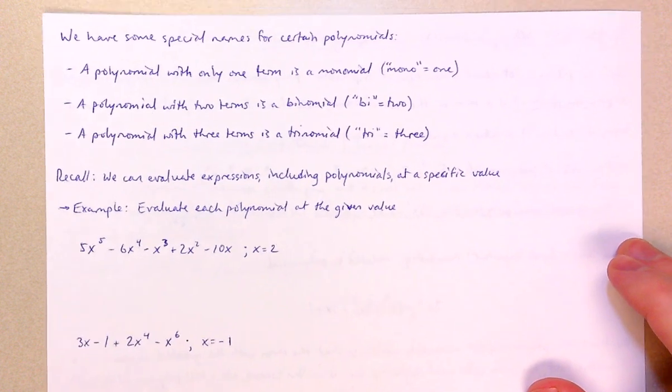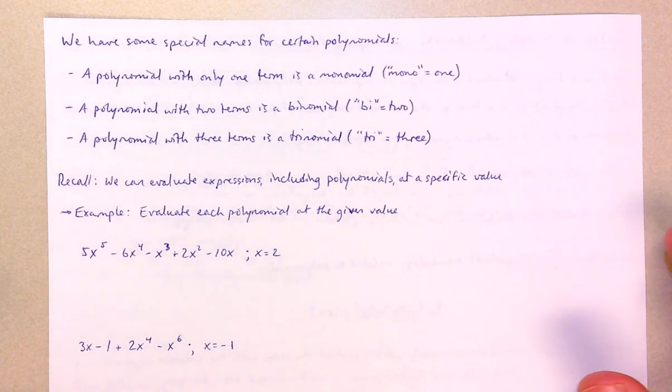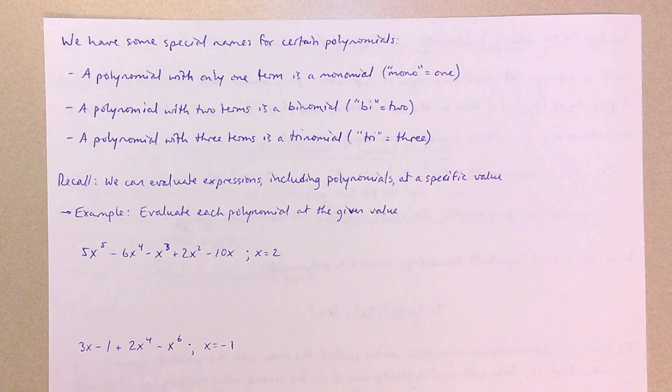I just want to give you some special terms for some particular polynomials because they do have their own names. If you have a polynomial that only has one term, it is called a monomial. Mono, one. A polynomial with two terms in it is called a binomial. Bi as in bicycle, two. And a polynomial with three terms in it is referred to as a trinomial. Obviously, triangle, 3. If your polynomial has any more terms than that, there's really no name that we have for it. We just call it a polynomial.